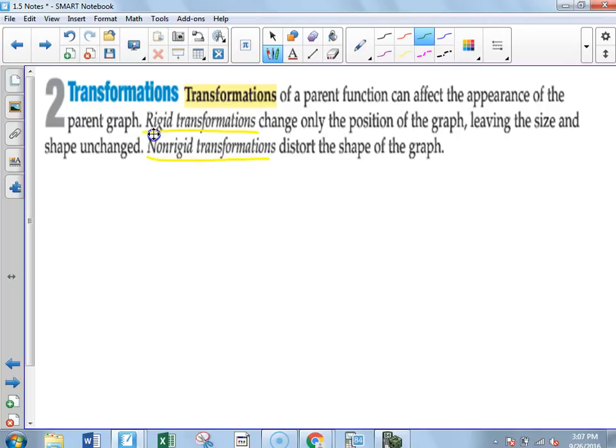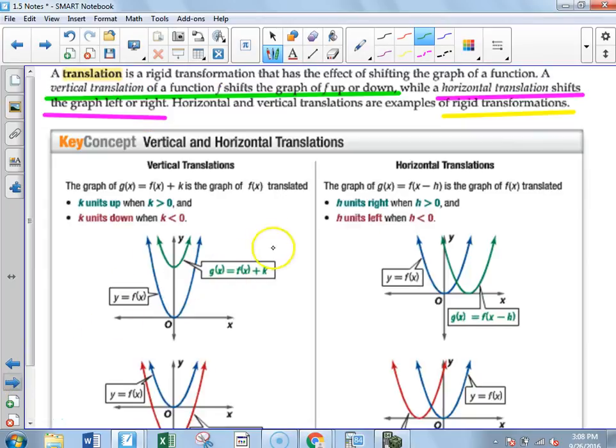You can have rigid transformations where the graph stays the same size and shape. What would those include? Flipping it, okay. Shifting, yes? Okay. Non-rigid transformations distort the shape of the parent function. So what would that be? Like stretching it, right? Okay. We're also going to talk about a weird one today called absolute values, or the absolute values of a function.